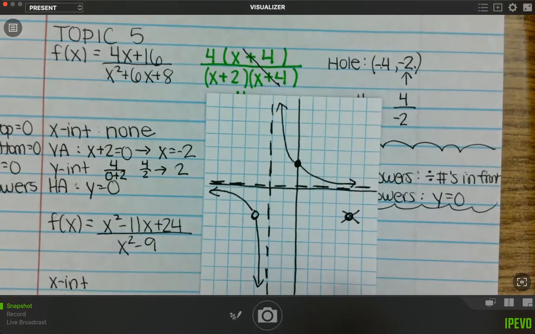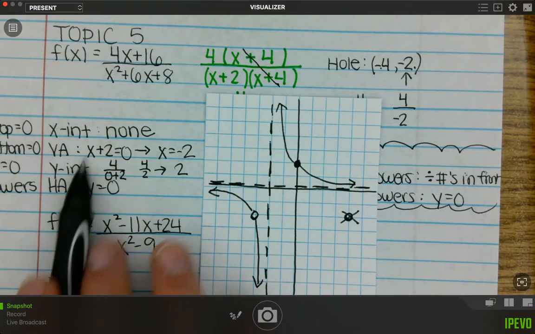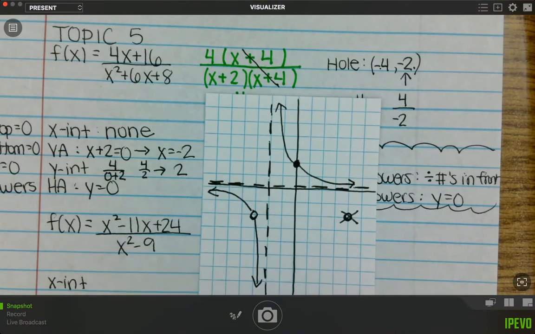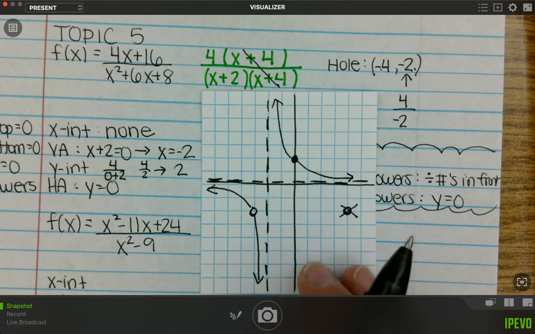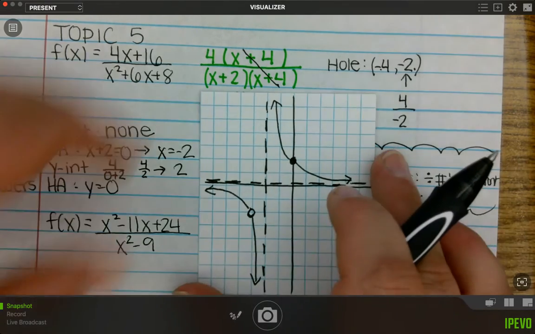There you go. Notice how I put each of these pieces over here as I found them. If you wait till the very end, it can be kind of confusing. Okay, let's do another graph.